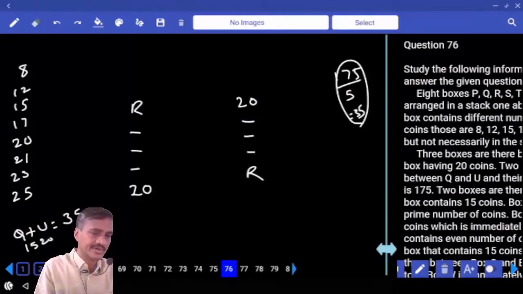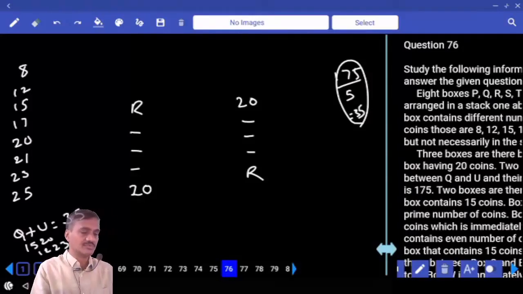8 and 27, 12 and 23, there is one more possibility. We have so many possibilities for this 35, and these are for Q and U.